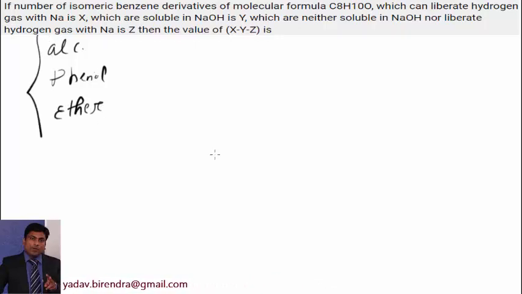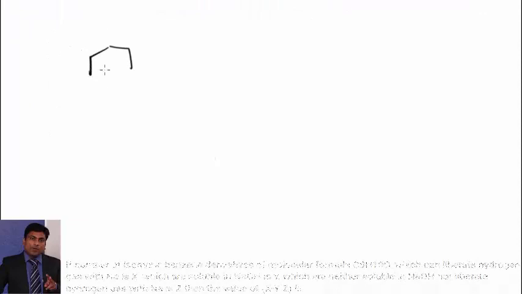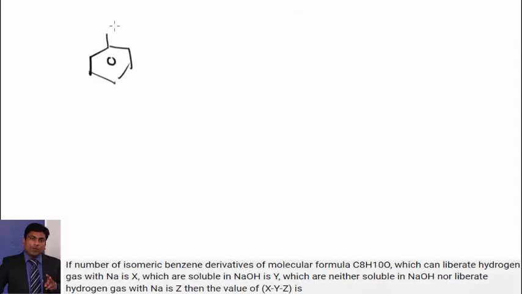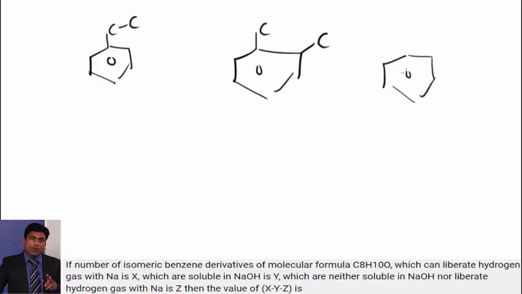Now, if you go in a random manner, it will be difficult for you to find structures. So better first write the possible skeletons. The skeletons will be like this: the benzene ring is there, and 2 carbon atoms you can connect like this, like this, and like this, and one possibility at the para position, right? So these are the possible skeletons.